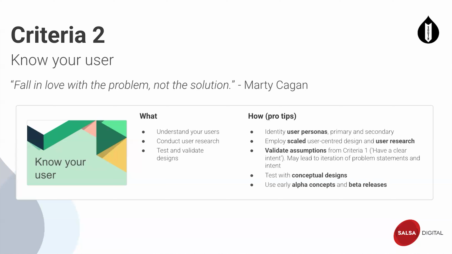So things that I've at least seen work well in the projects I've been involved with, the programs I've been involved with, is identify user personas, primary personas, secondary personas, and you can have other personas as well. Document them, use them in conceptual discussions. Use scaled user-centered design and user research.